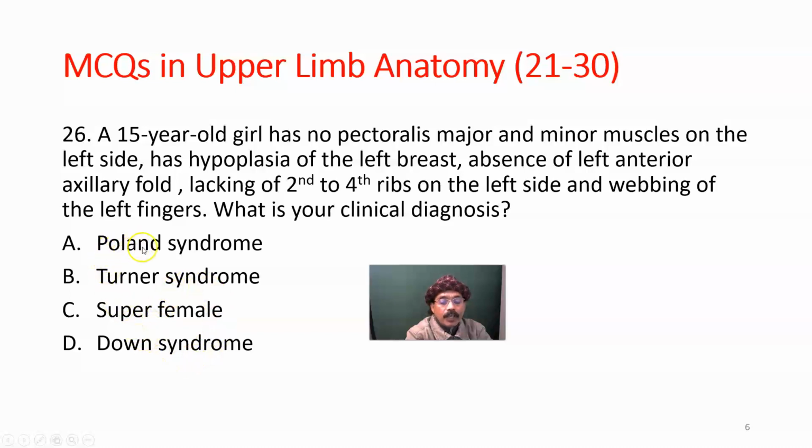Poland syndrome. A is the answer. 26 is A, Poland syndrome. Turner is not like that. So absence of pectoralis major and minor, hypoplasia of the left breast and absence of left anterior axillary fold, this all belongs to Poland syndrome. They are usually associated with defects in the respective hand and fingers, like waving of the left fingers.